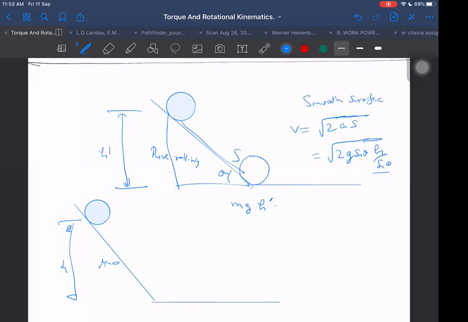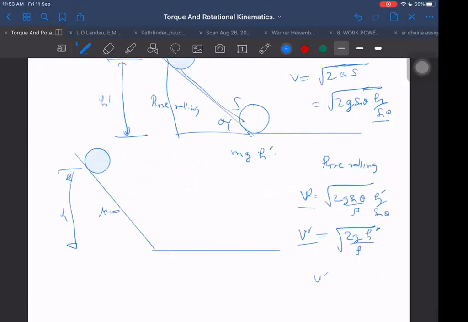If it is pure rolling, then what happens? Then I can write velocity is equal to root 2 g sine theta divided by beta into s. s is equal to h by sine theta. Then we get root 2 g h by beta. That is for pure rolling. Let us call pure rolling v dash. But they are saying v dash is equal to v. This will be h dash here, a different height. If I equate v dash equal to v, then clearly h dash by beta should be equal to h. Right or not?